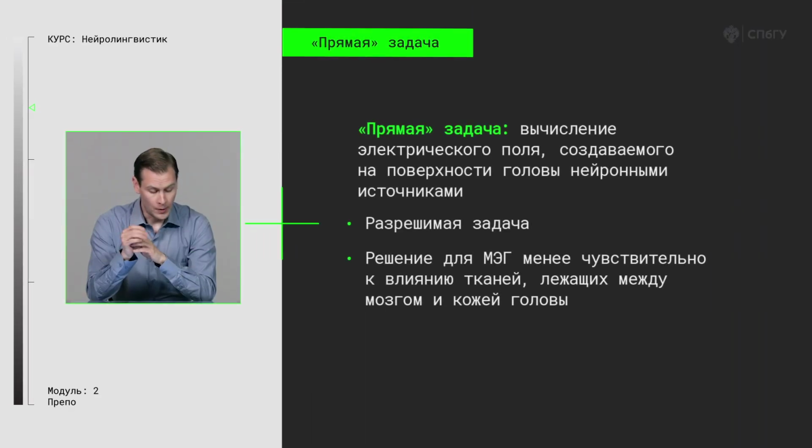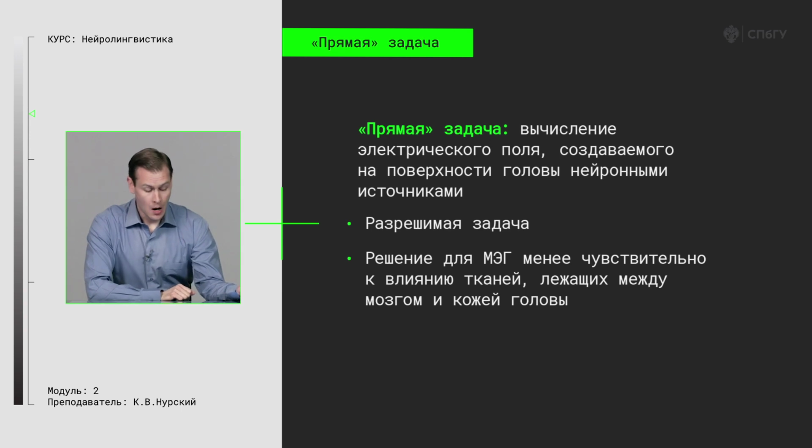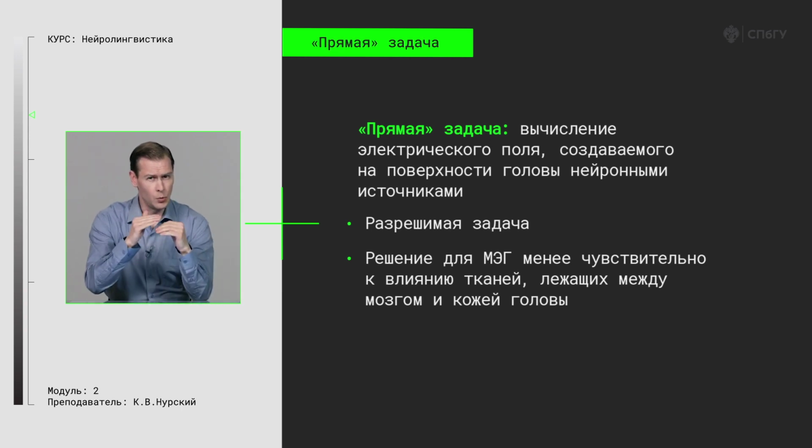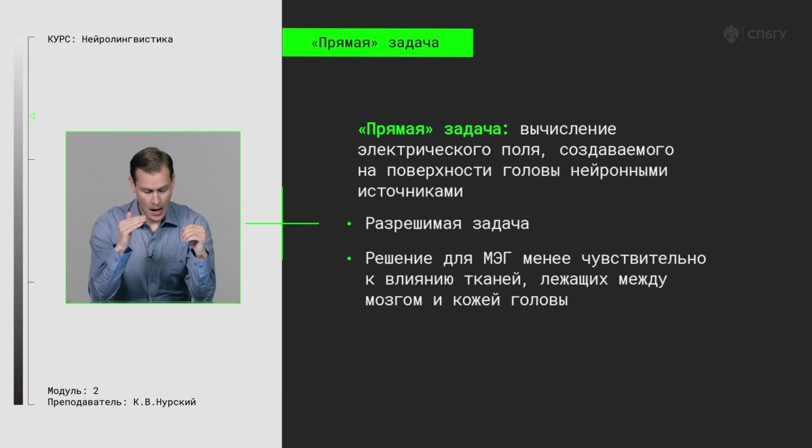Recording of electric potentials and magnetic fields from a distance from their source and the interpretation of such recordings are associated with two key problems: the forward and the inverse problem. The forward problem is the calculation of the scalp electric field caused by neuronal sources. It is a solvable problem, and its solution is somewhat easier for MEG than for EEG. This is because the MEG signals are less affected by tissues between the brain and the scalp than EEG.